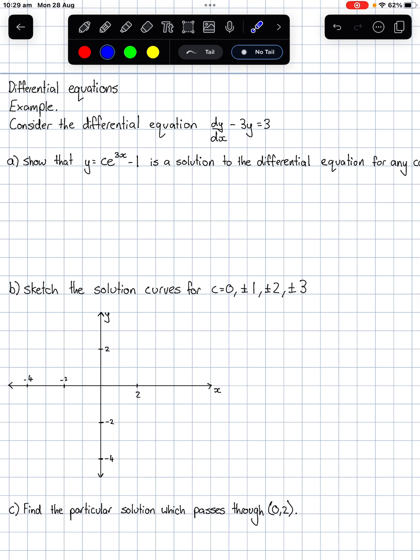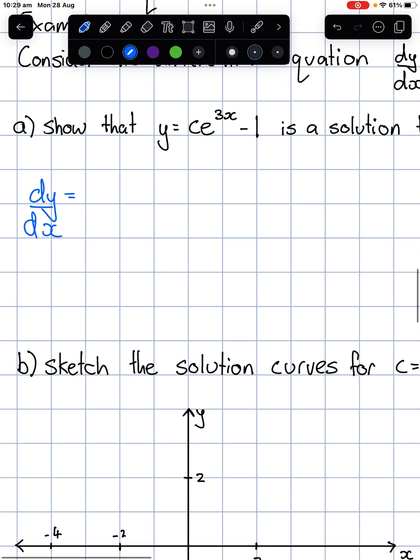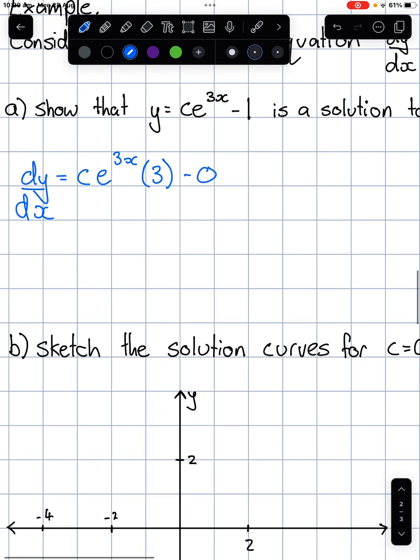So let's do our first step here. Let's do our derivative. So let's change back to pen. We're going to do dy/dx here, and this equals Ce to the 3x. Then we've got a chain rule in here, so this will just become 3 there. So 3Ce to the 3x, and then minus 0, because the derivative of that is 0. So we've found the derivative equals 3Ce to the 3x.